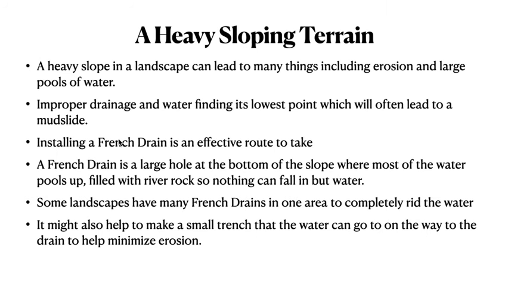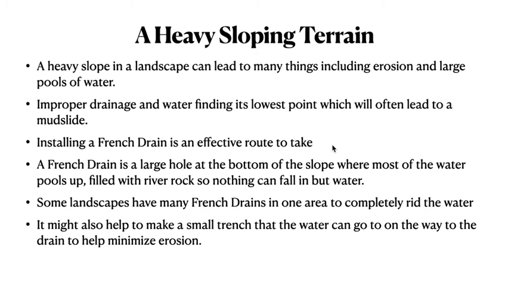So, a heavily sloping terrain in a landscape can lead to many things, including erosion and large pools of water. Improper drainage and water finding its lowest point will often lead to a mudslide. Installing a French drain is an effective route to take. A French drain is a large hole at the bottom of the slope where most of the water pools up, filled with river rock, so nothing could fall into the water.